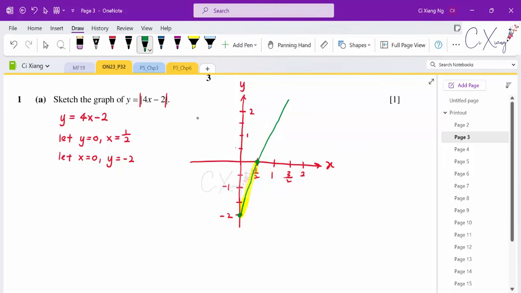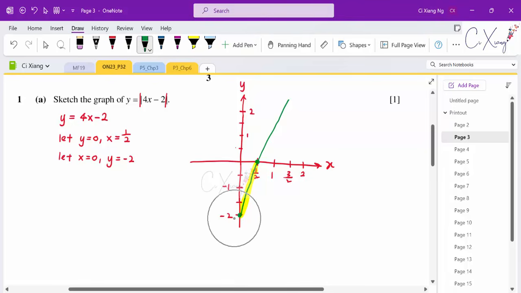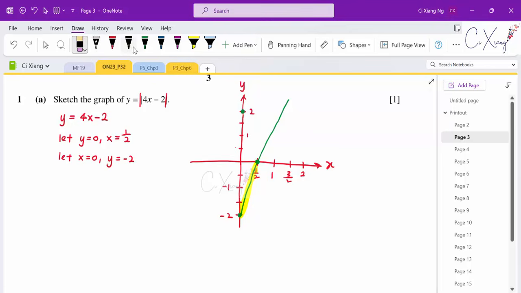So how to reflect it to become positive? The y equals to -2 here, we will reflect it up to become +2. That means my y-intercept for the modulus graph will be this one, here. So I reflect the -2 to become +2. And now I use a ruler to join these 2 points together. By right, you should be seeing that your modulus of 4x minus 2 should have a graph like this. Oh, sorry, I cannot draw it properly, so I try my best.